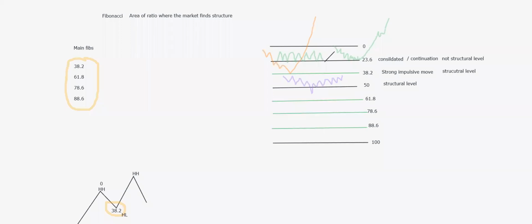Okay. When price lands on 61.8, this is where price starts creating market patterns. All right. What type of market patterns? If we're buying in this case, you may see a double bottom, triple bottom, or inverted head and shoulders. All right, and this is a structural.